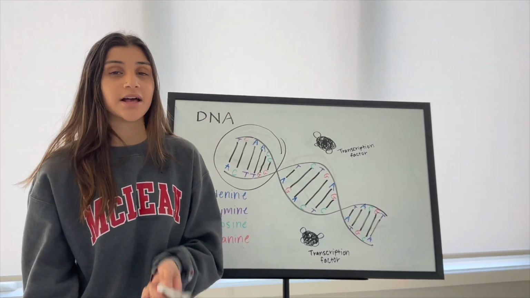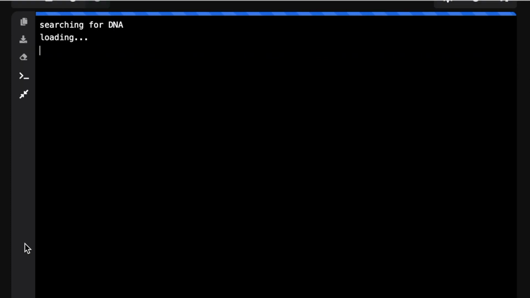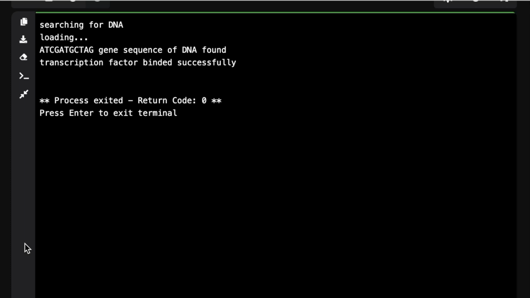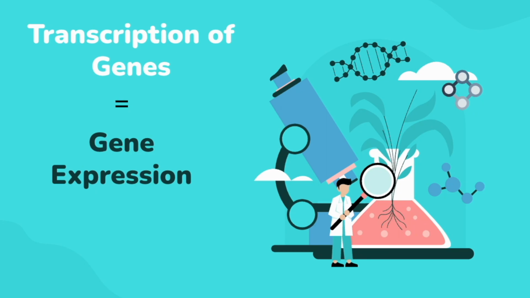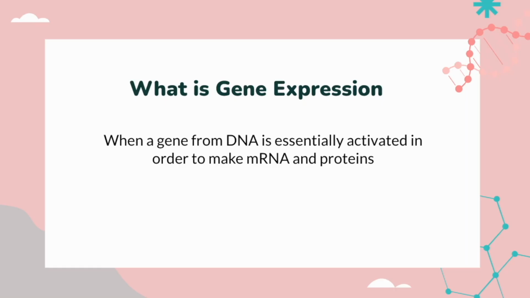Think of these proteins as a computer code. They come in looking for a specific sequence of DNA that they are programmed to detect, and with that they bind to the DNA in order to transcribe the genes. The transcription of genes can also be called gene expression, and this is when a gene from DNA is essentially activated in order to make mRNA and proteins.